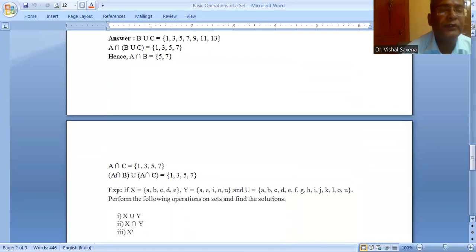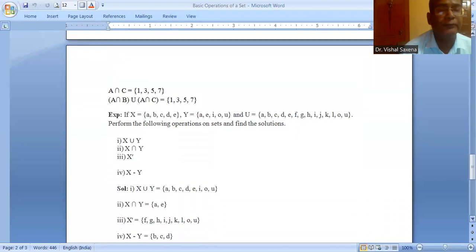And now we will see what is A intersection B union A intersection C. We have to take the union of these two sets which we have calculated, that is the union of A intersection B and A intersection C. This comes out as 1, 3, 5, 7. So 1, 3, 5, 7 is the set A intersection B union A intersection C. And since we can see that the two sides are the same, this identity is proved.